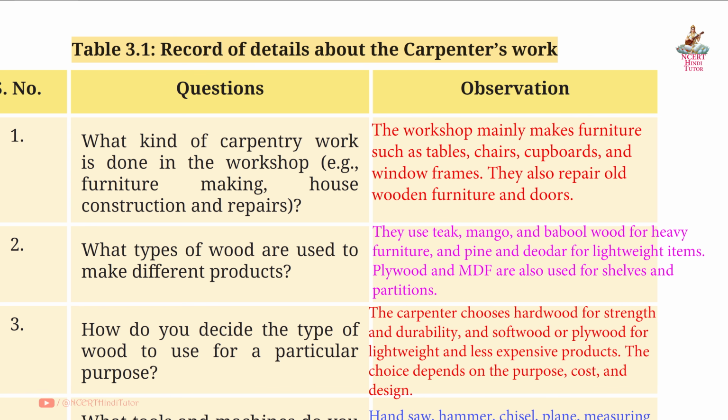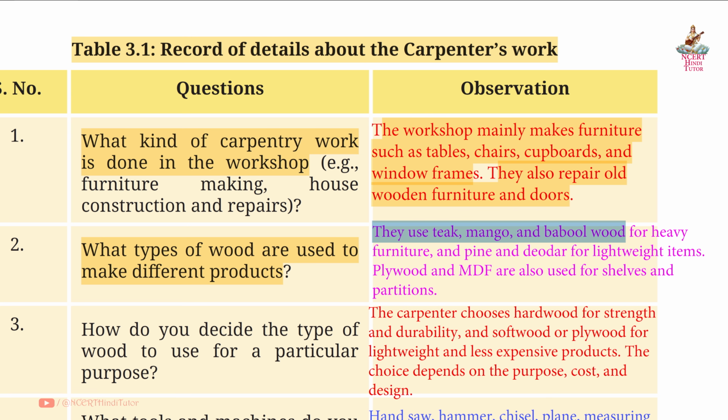First, question: what kind of carpentry work is done in the workshop? Observation: the workshop mainly makes furniture such as tables, chairs, cupboards and window frames. They also repair old wooden furniture and doors. Second, what types of wood are used to make different products? Observation: they use teak, mango and babul wood for heavy furniture and pine and deodar for lightweight items. Plywood and MDF are also used for shelves and partitions.